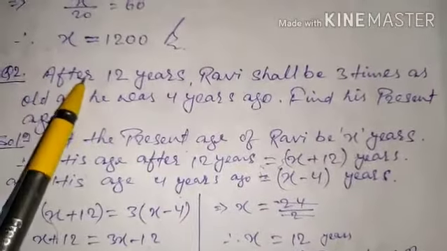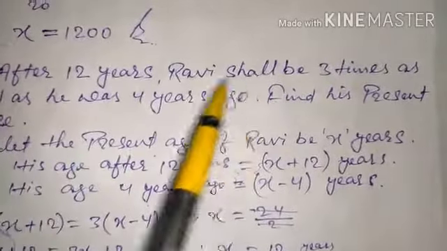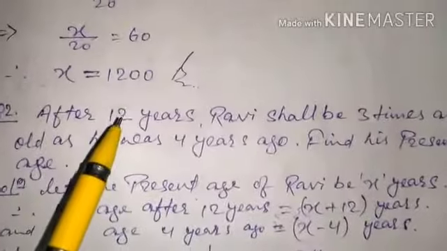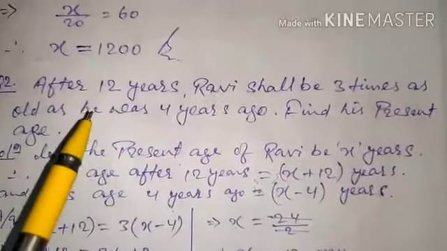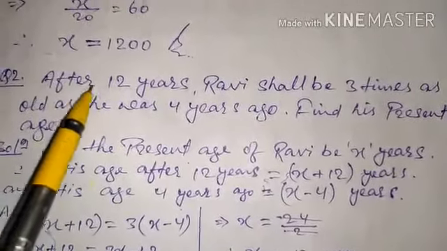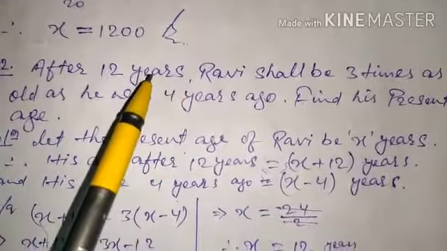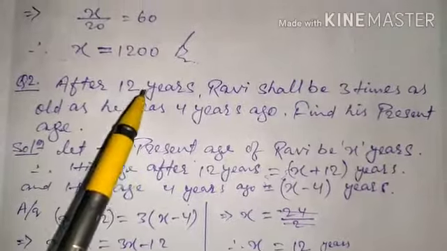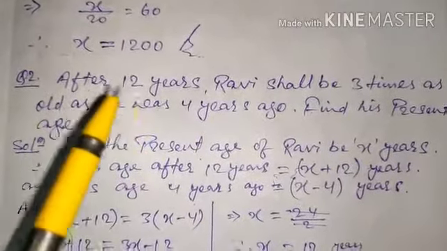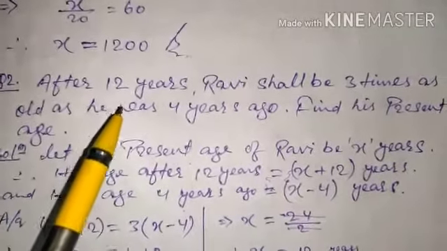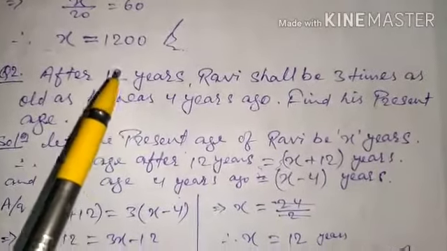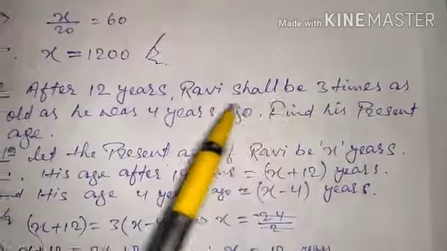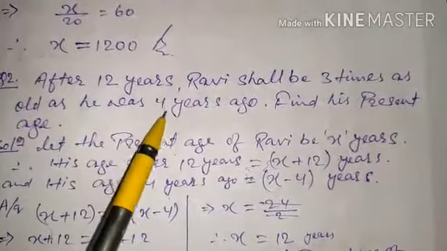So the second question is: after 12 years Ravi shall be 3 times as old as he was 4 years ago. The question itself says all the things in linear equations. After 12 years means whatever the present age of Ravi is, we'll simply add 12 to that. So we'll assume the present age of Ravi to be x, and after 12 years his age is going to be x plus 12 years. Now it is talking about two things only. Now see, Ravi shall be 3 times as old as he was 4 years ago.